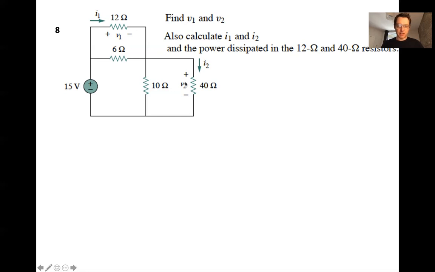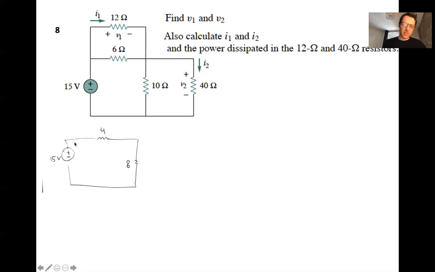Okay, V1 and V2. Again, what we want to do here is notice that there are two sets of resistors, two pairs that can be reduced. The 12 and the 6 are in parallel, so they can be reduced into a 4. And the 10 and the 40 are in parallel, so they can be reduced to an 8. So this circuit can be redrawn as 15 volts in series with 4 ohms in series with 8 ohms.